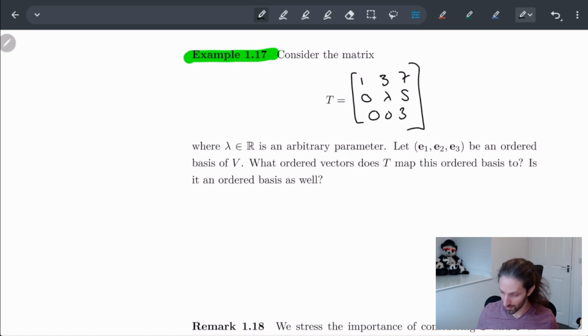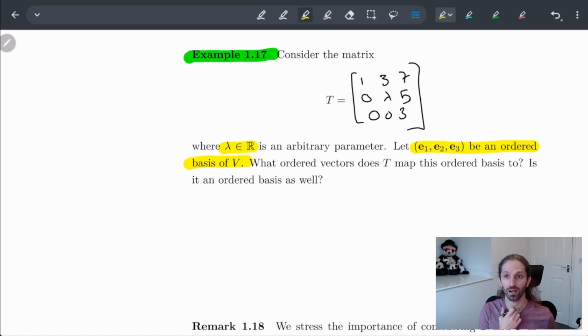So we start off with this matrix. This looks like an S, so I'll make that into a 5. Here, lambda is some arbitrary number in R. We don't really care. Lambda is in R. And we're going to specify that E1, E2, E3 is an ordered basis of V. Remember that for transition matrices, we define them using an ordered basis. So what ordered basis does this map to?